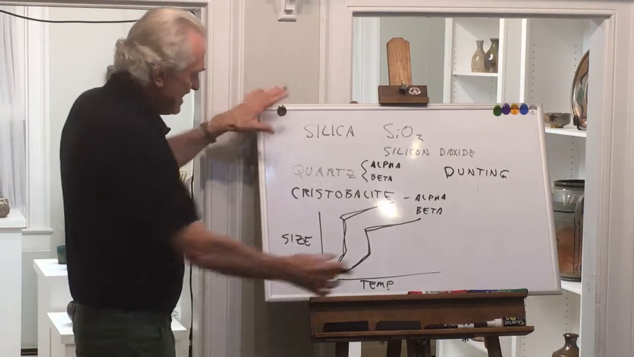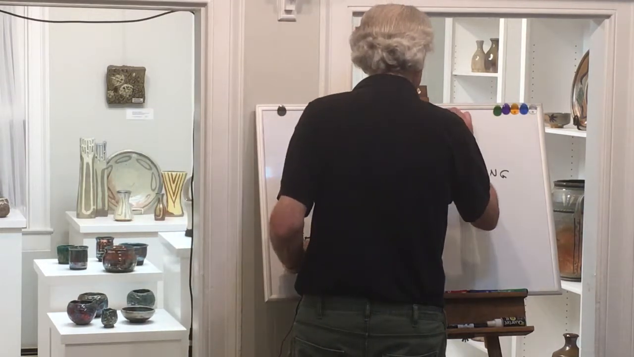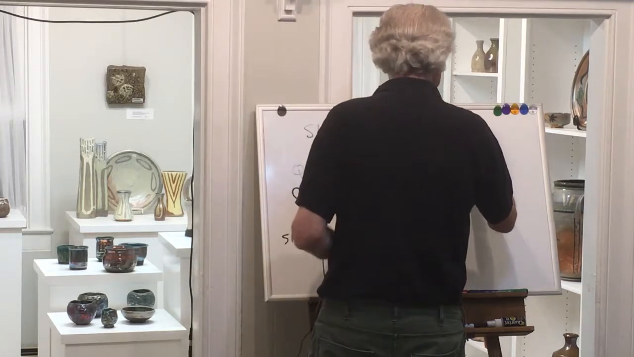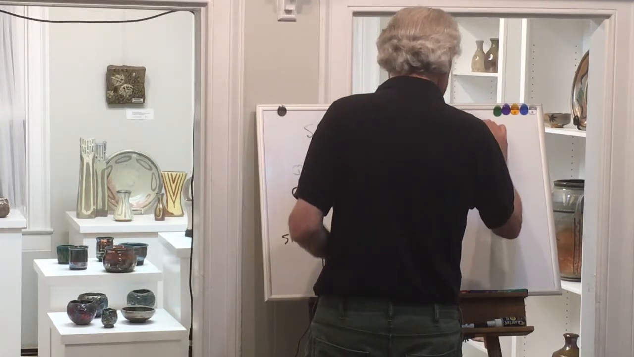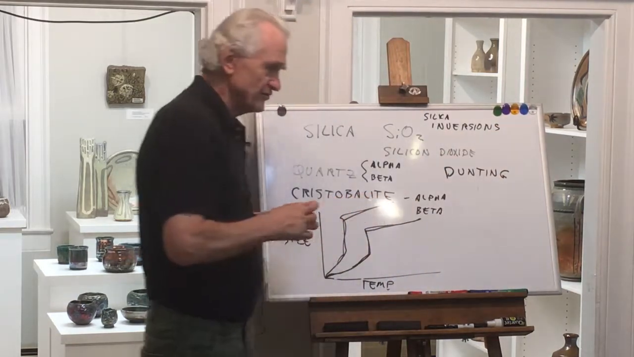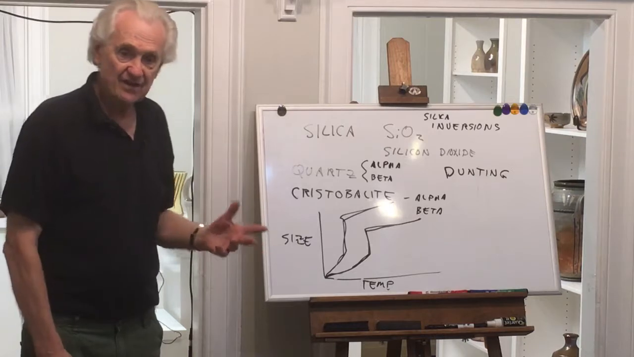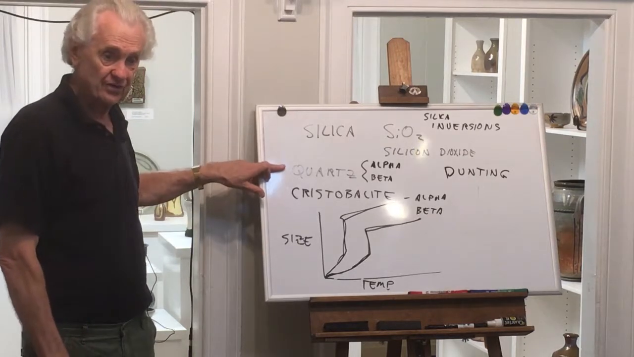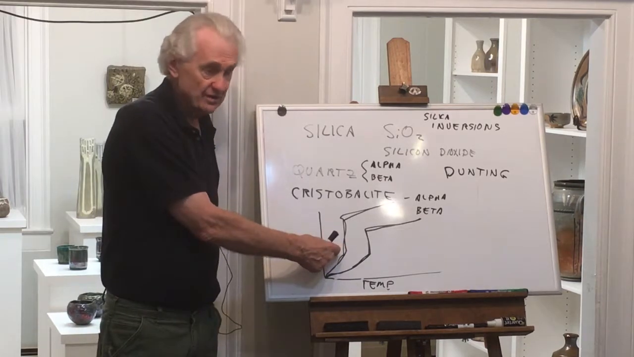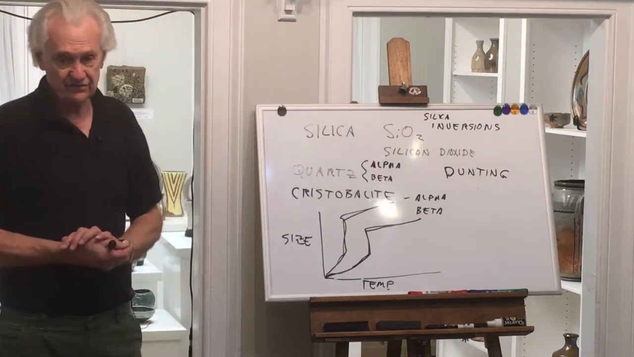So together, all of these changes are called the silica inversions. This change of one structure to another is called an inversion. So collectively, these changes, expanding when you heat it up and shrinking when you cool it, are called the silica inversions, because these are all forms of silica. But you may hear people say the quartz inversion or the cristobalite inversion. Well, now they're talking about that particular material. But collectively, they're all forms of silica, so they're all the silica inversions.